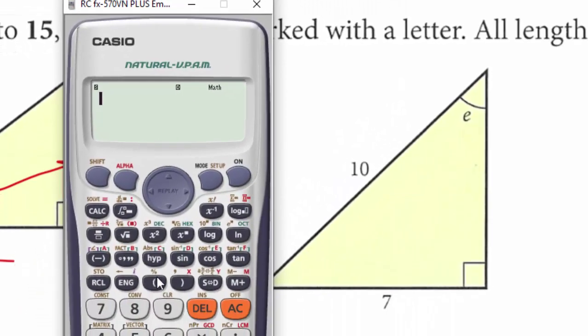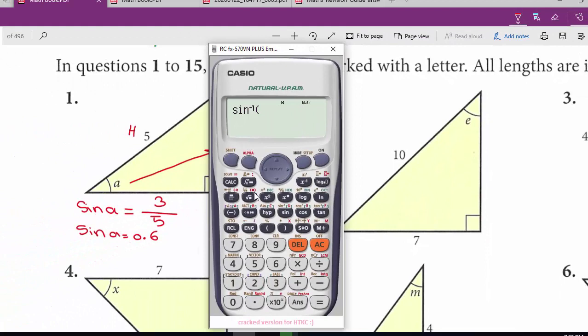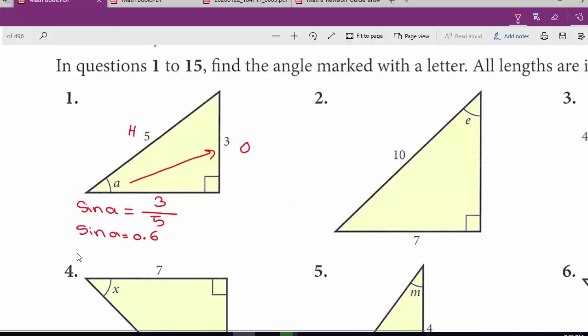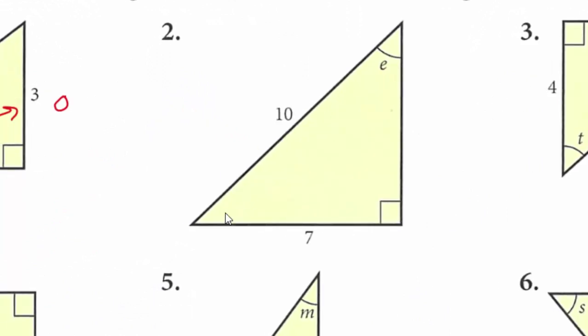Sine of angle A is equal to 0.6. While pressing shift and the sine button on your calculator, you see sine with a tiny negative one. It is called sine inverse, meaning the opposite of sine. So you can ask: sine inverse, the sine of which angle is equal to 0.6? Sine inverse straight away gives you the angle, 36.86. Since there are too many numbers after the point, let's round it to one decimal place. That will be 36.9. So angle A is 36.9 degrees.